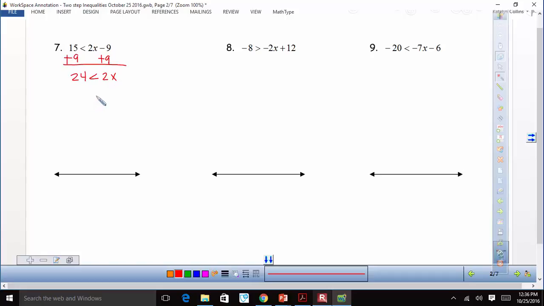Then to get x by itself, we do what? Divide by 2. And so that would be 12 is less than x. And so when I graded y'all's homework, sometimes when we rewrote it, we left our sign exactly the same. We don't leave the sign exactly the same. We just got to make sure the right part is facing x, okay?